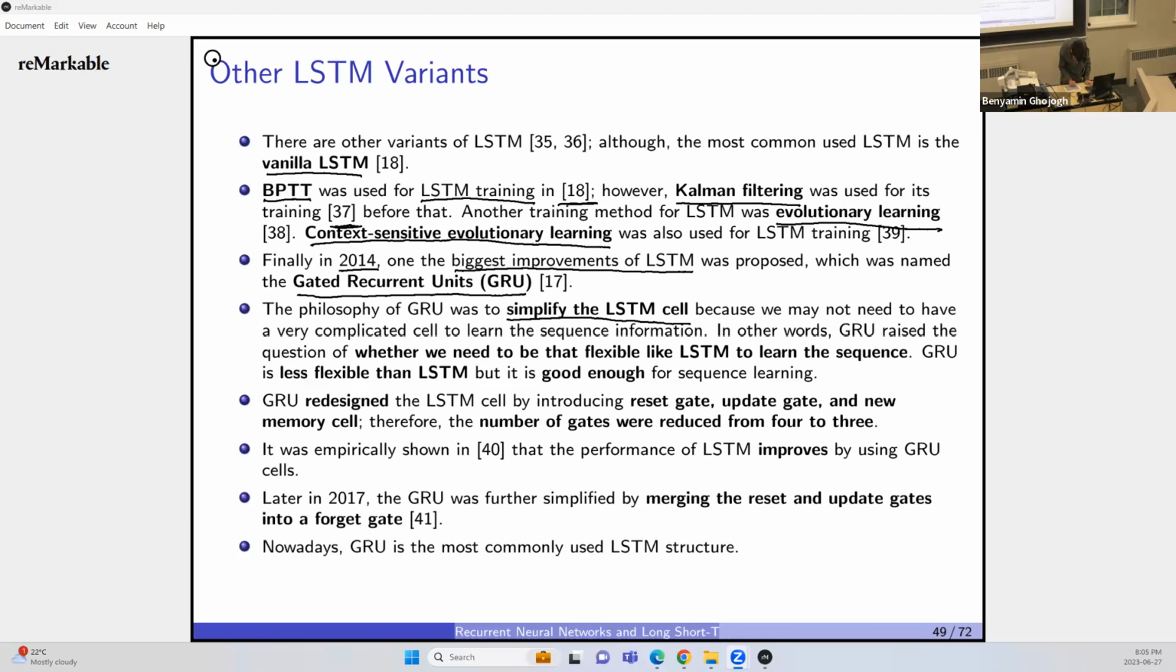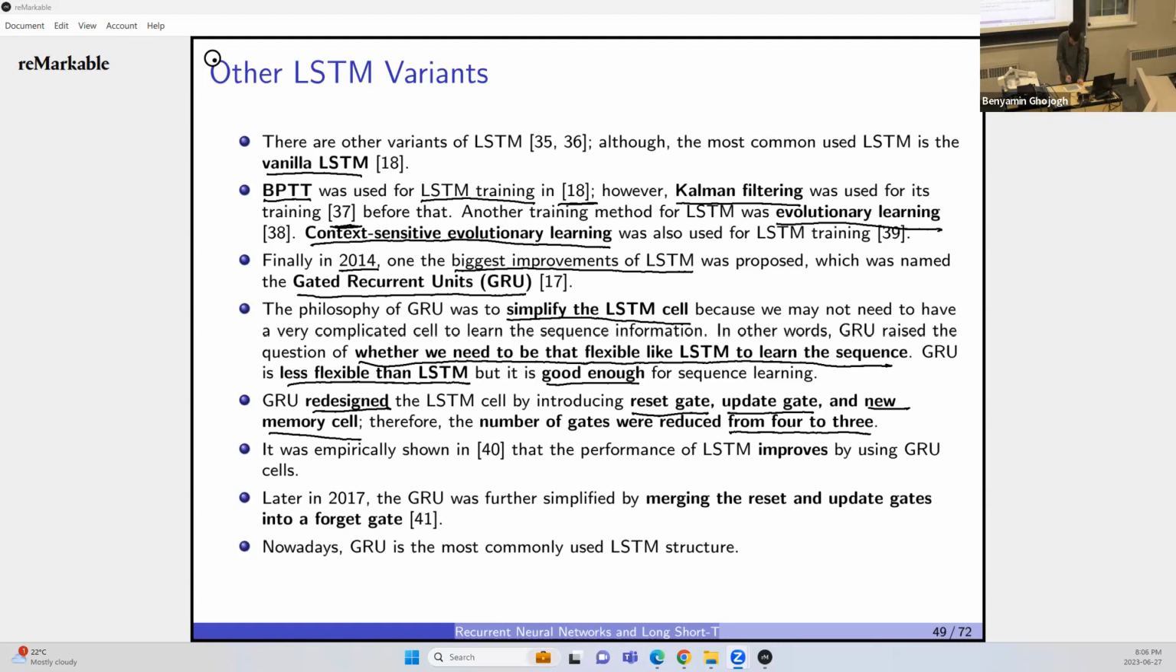In other words, GRU raised the question of whether we need to be as flexible as LSTM to learn the sequence. Maybe a simpler network can learn that. So let's simplify LSTM: less flexible than LSTM, but good enough for sequence learning. GRU, or gated recurrent units, redesigned the LSTM cell by introducing their own gates. What are they? Reset gate, update gate, new memory cell. Therefore, the number of gates was reduced from 4 to 3.